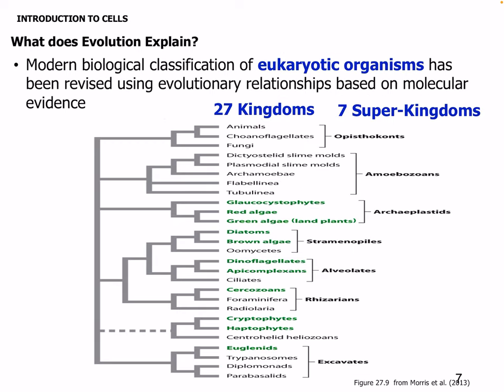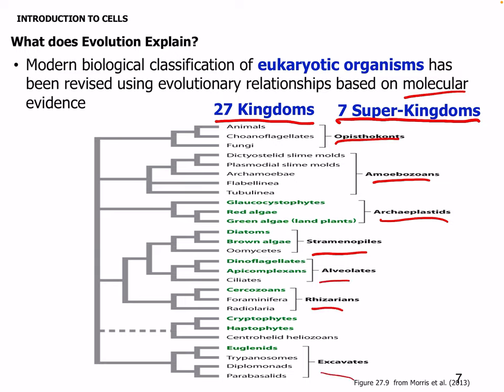So modern biological classification of eukaryotic organisms has been revised using evolutionary relationships based on molecular evidence. Here we have our 27 kingdoms and our 7 superkingdoms. So here are the superkingdoms. If you're interested, you can think of humans or animals, what kind of fungi, and class them yourself if you're curious. You can also look it up online, but yeah, it's pretty interesting.